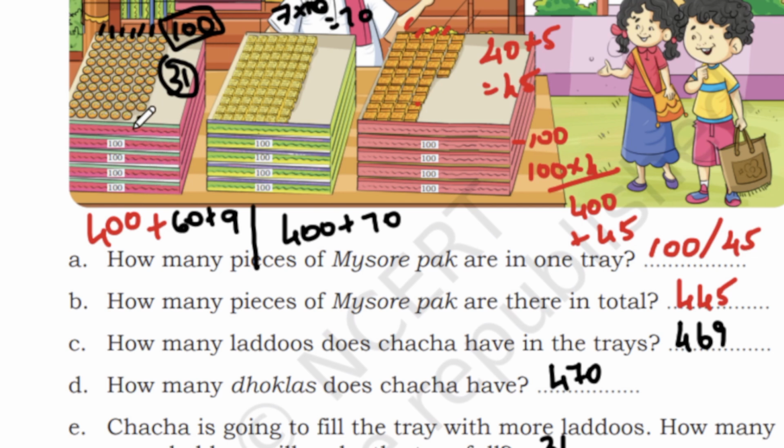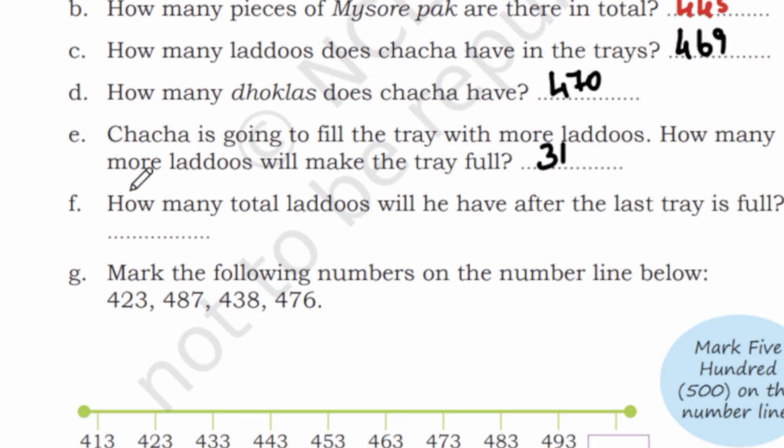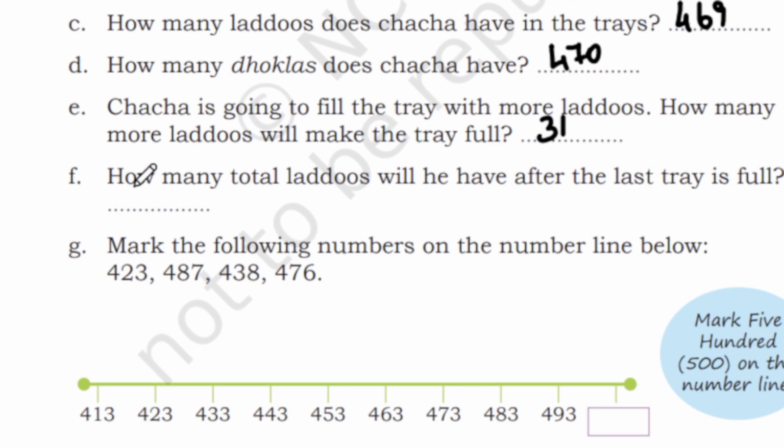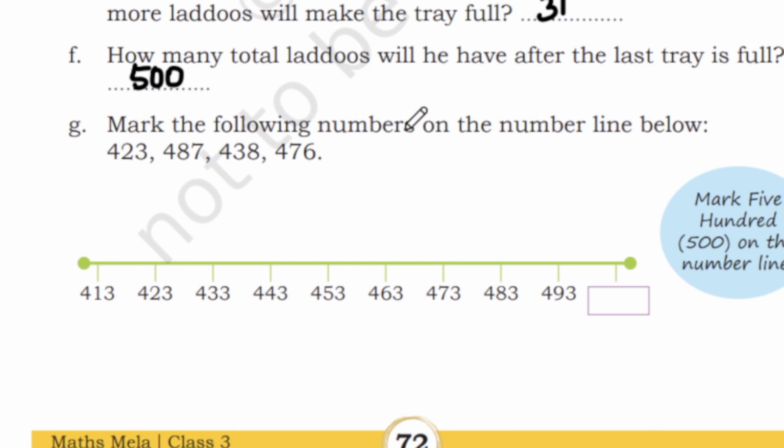So first tray 100, second tray 100, third tray 100, fourth tray 100, fifth tray 100. So we have 5 trays. 5 into 100 is 500. So in total we will get 500 laddus. Clear? Okay, next.